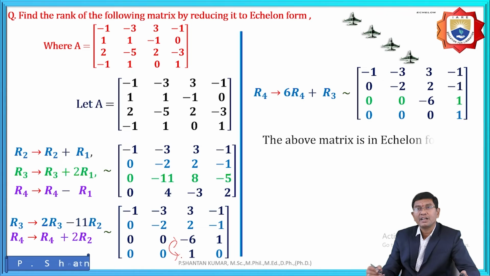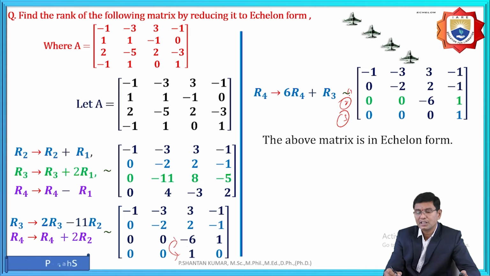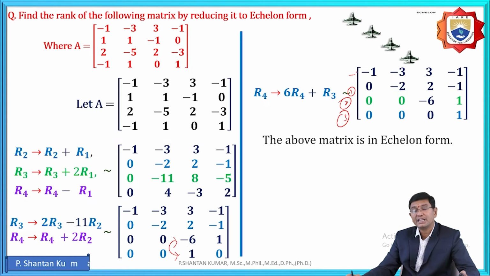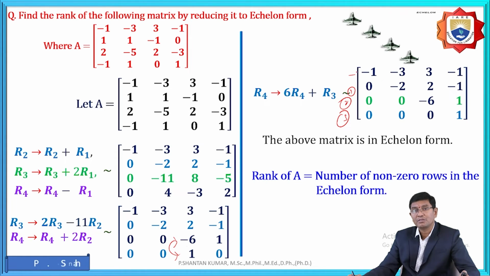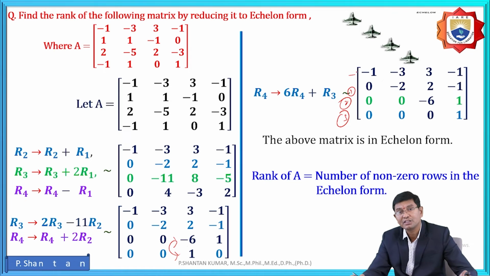And here it is clearly an echelon matrix. Before the first non-zero number there are 3 zeros, before the next non-zero number 2 zeros, before the next non-zero number 1 zero, and before the last non-zero number there are no zeros. That means clearly from bottom to top it is in decreasing order. Therefore, it is in echelon form. Therefore, the rank is equal to the number of non-zero rows.